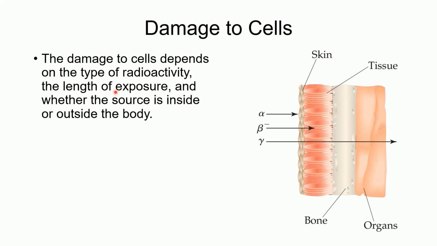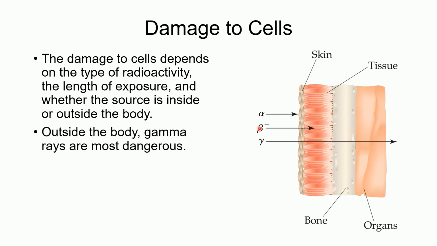And so we'll find how much damage there is depends not only on how far it penetrates and what type of radioactivity it is, but also on how long you're exposed to it and whether the source is inside the body or outside the body. For example, alpha radiation, when it's outside the body, is stopped by the outer layer of skin, so it's a relatively low risk. If you get that same alpha radiation inside your body, like inside your lungs or internal organs, it's a whole different story, and it is very, very dangerous.